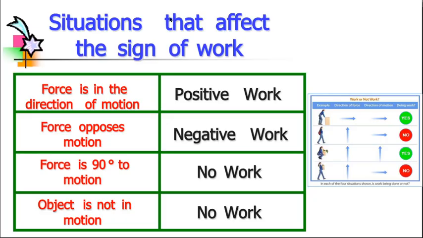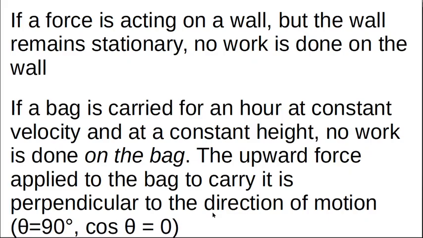Okay, so look here, situations that affect the sign of work. Remember these pictures, they relate to this. If you push a box and the force is in the same direction as the box is moving, we've done positive work. If you push a box and there's friction opposing the motion, the friction is doing negative work. If there's a force at 90 degrees to the motion, there's no work. And if the object is not moving, there's no work, because the definition of work needs displacement. Remember, jogging on the spot, you're not working.